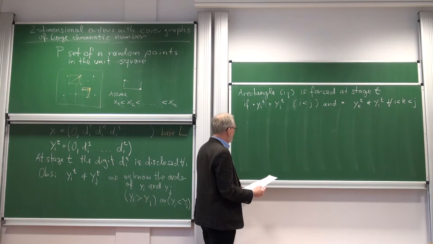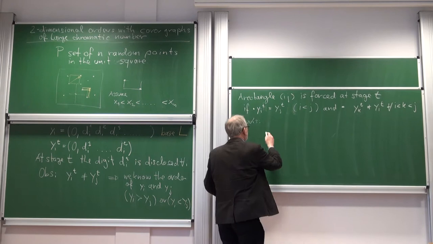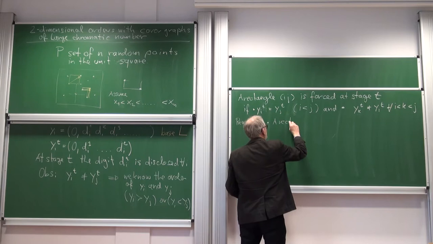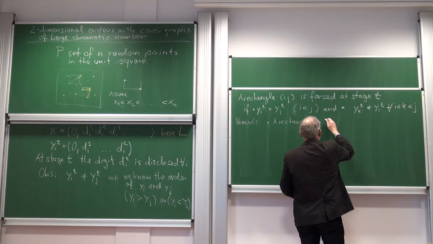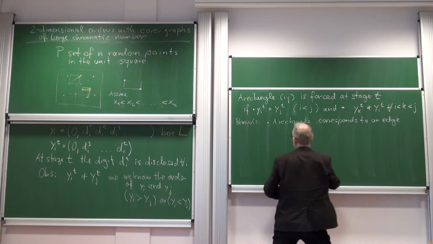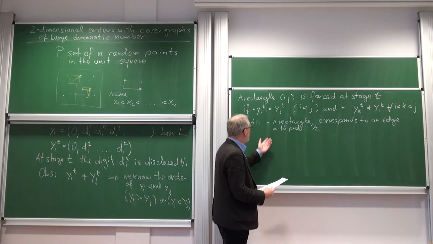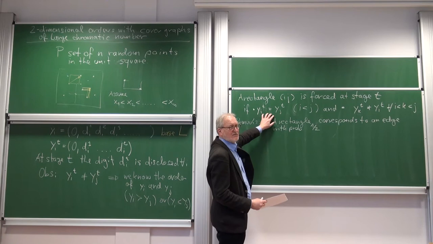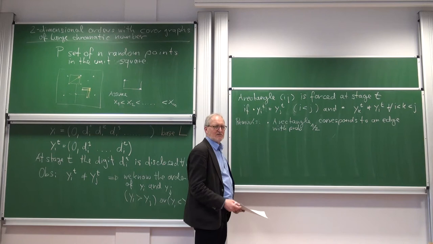So, two remarks. The first one is that a forced rectangle corresponds to an edge with probability 1/2. So when we see a rectangle being forced, we don't yet know whether it's an edge or it's of the other type, and the decision is equally likely.